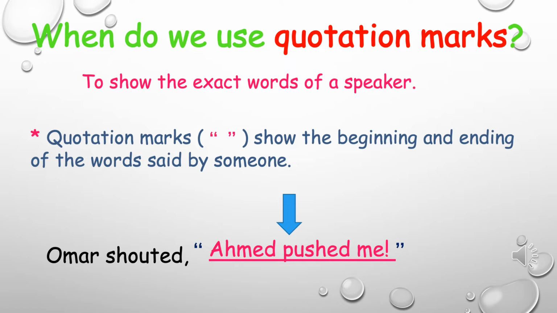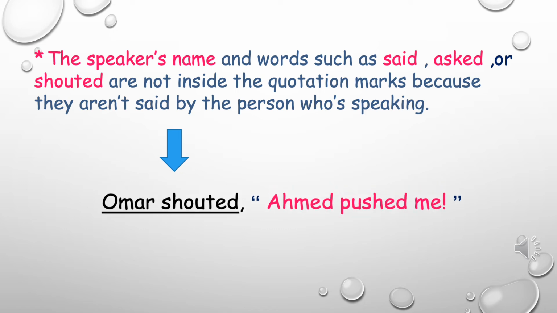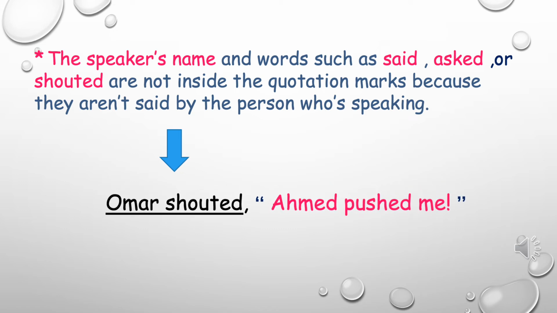For example, Omar shouted, "Ahmed pushed me." What did Omar say? Ahmed pushed me. The words underlined are the words that were said by Omar, so they come in the quotation marks. They show the spoken words. The speaker's name and words such as said, asked, or shouted are not inside the quotation marks because they aren't said by the person who's speaking.